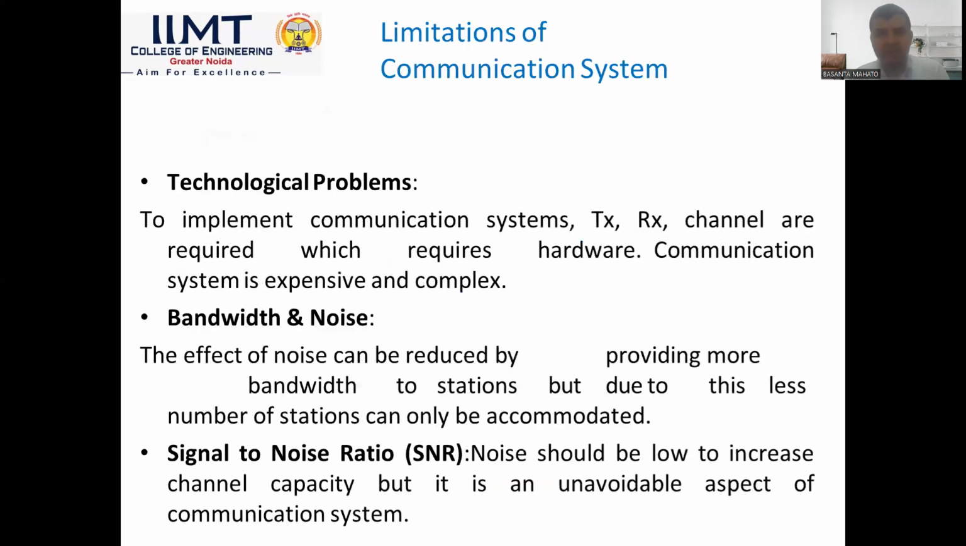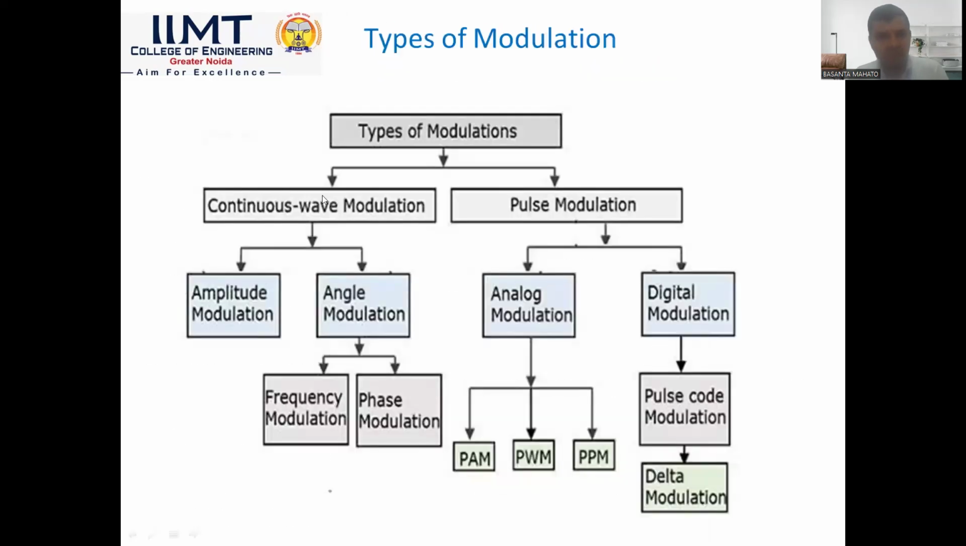What I covered here are the types of modulation. We discussed amplitude modulation, and angle modulation, which includes frequency modulation and phase modulation. Under pulse modulation, we discussed PAM, PWM, and PPM. We discussed the modulation technique at the transmitter end and the receiver end. At the same time, demodulation was also discussed.